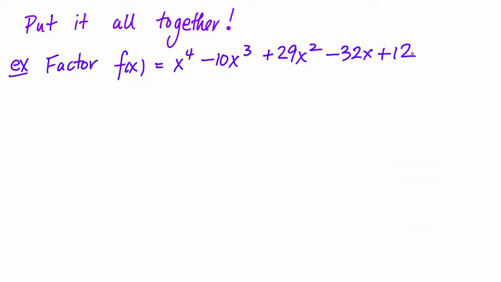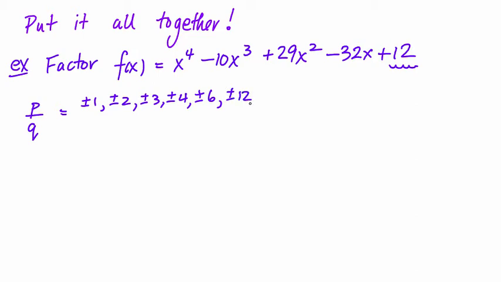In this example, we want to factor f of x equals x to the 4th minus 10x cubed plus 29x squared minus 32x plus 12, which before this would be basically impossible to do. Let's put it all together and see if we can do this. Possible factors are of the form p over q, and the p values are all of the factors of our last term: plus or minus 1, plus or minus 2, plus or minus 3, plus or minus 4, plus or minus 6, and plus or minus 12. So 1 and 12, 2 and 6, 3 and 4, and then positive and negative of all of those.